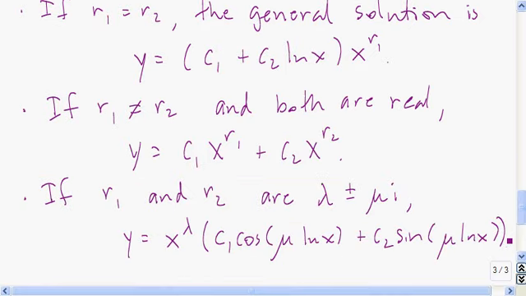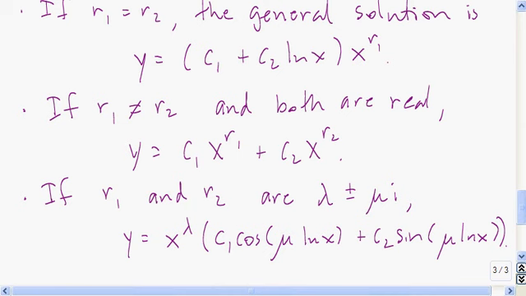Finally, if r1 and r2 are non-real complex zeros, then they're going to take the form lambda plus or minus mu i. In that case, the general solution will be x to the lambda on the outside, times (c1 cosine of (mu natural log of x) plus c2 times the sine of (mu natural log of x)). We're going to derive this case and this case in class.